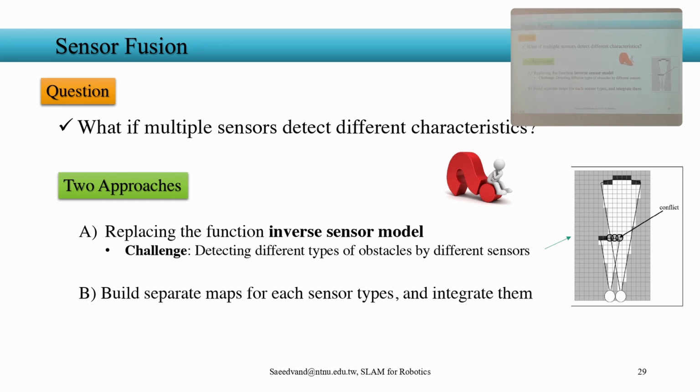So one of the ways is replacing the inverse one. The second one is constructing a separate model for each sensor. So you can say I have two maps. One is coming from the LiDAR that I have. One is coming from the RGBD sensor that I have. Constructing totally separate maps, and finally trying to merge them together after construction.